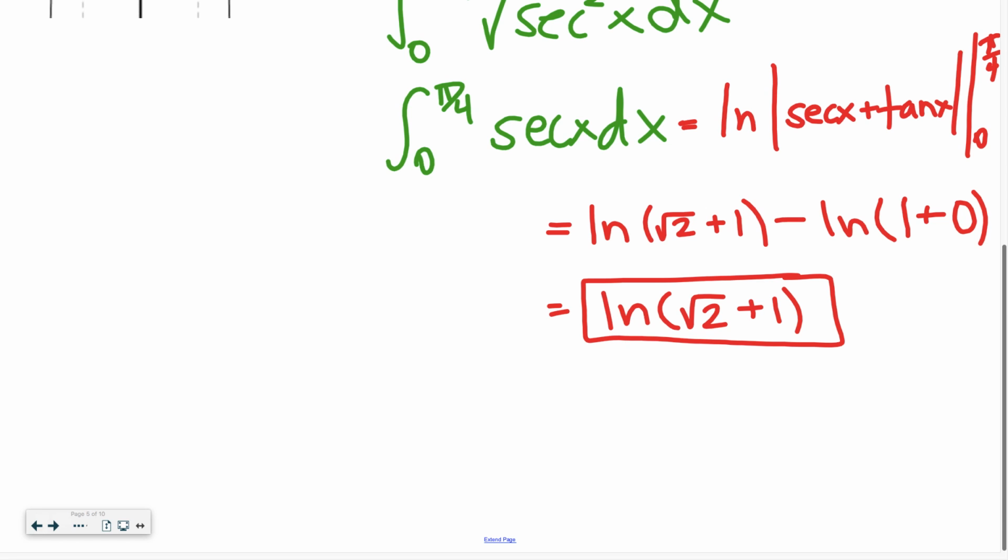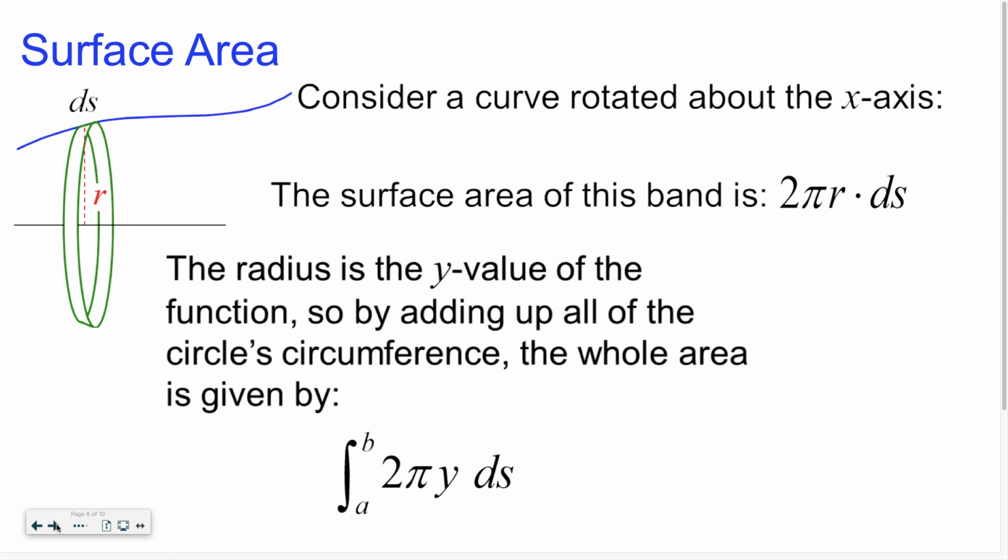Here we go. Don't write this down yet. We are going to take this curve and rotate it around the x-axis. What I want to find is the surface area. So it's like we're taking our arc length and rotating it around and finding the area on the surface. Okay, 4 symbols. Just take a deep breath.